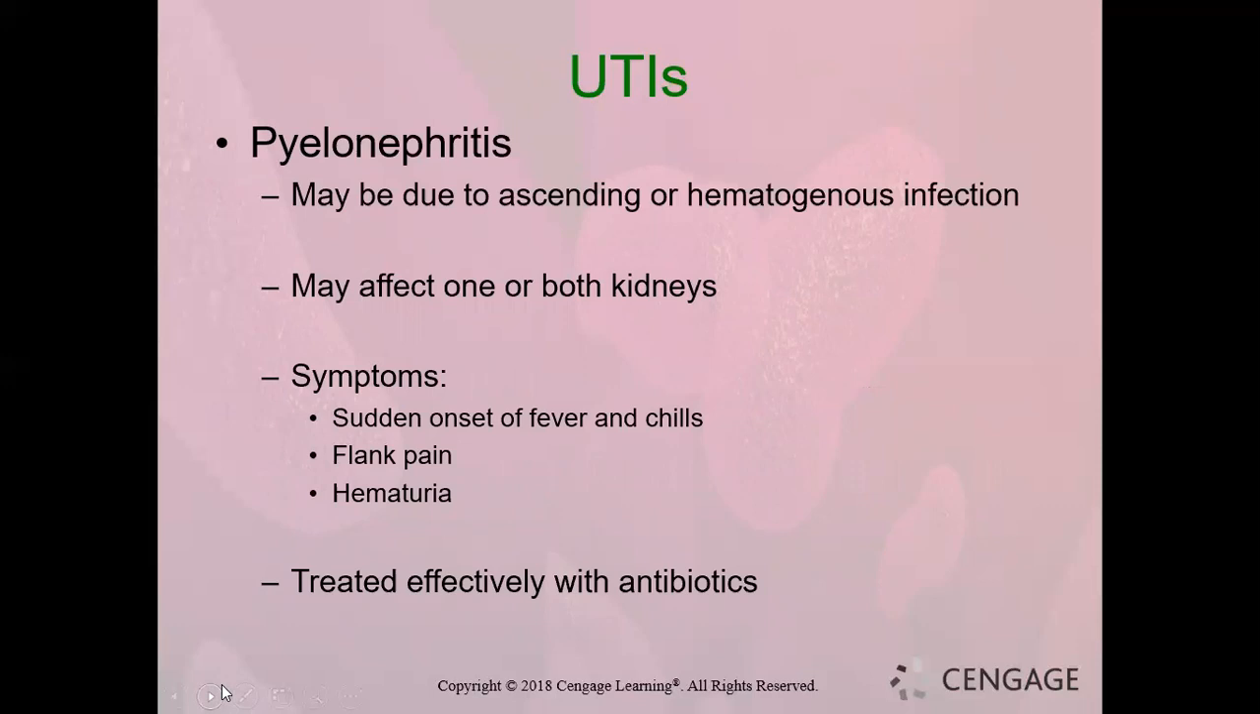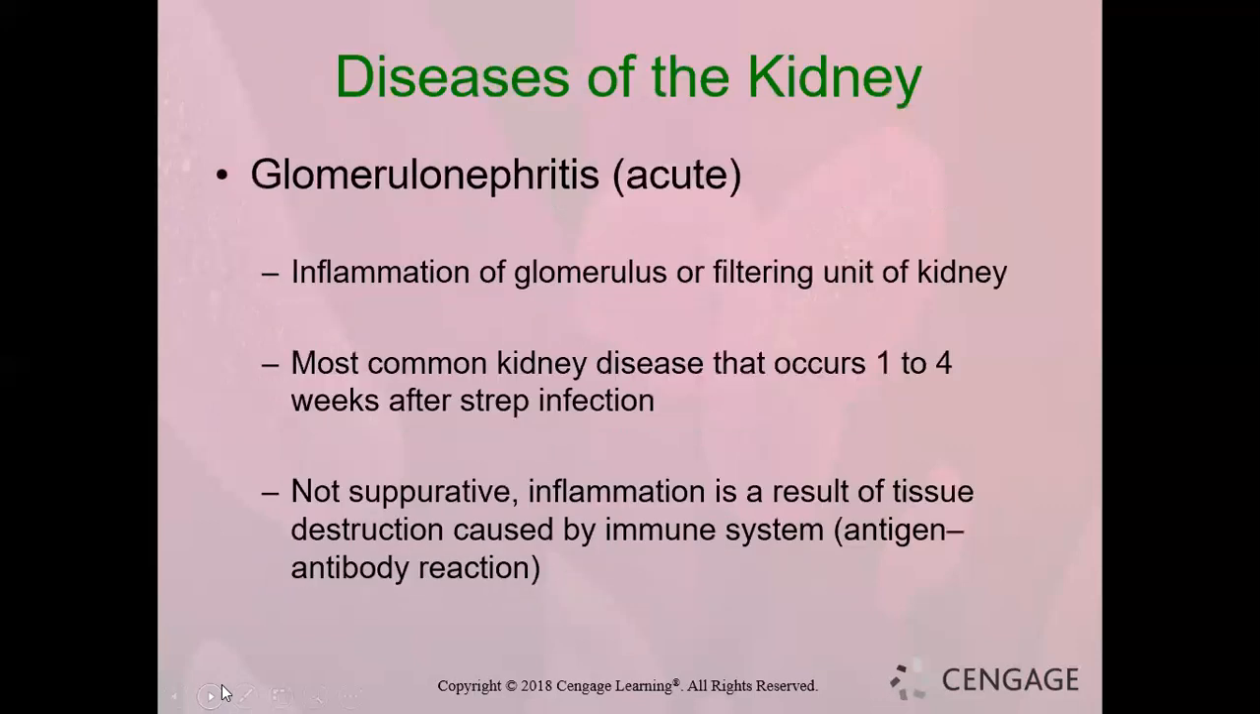Pyelonephritis is due to an ascending infection, and it can affect one or both kidneys, and it's going to have a sudden onset. They're going to have side pain and blood in their urine, and it's treated effectively with antibiotics.